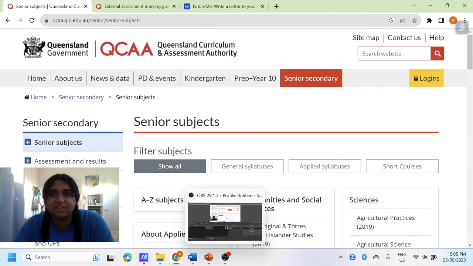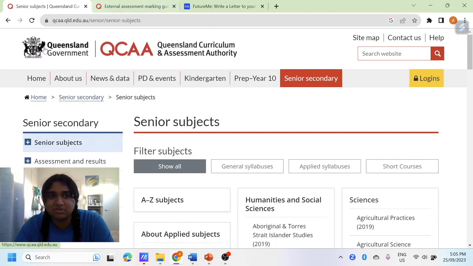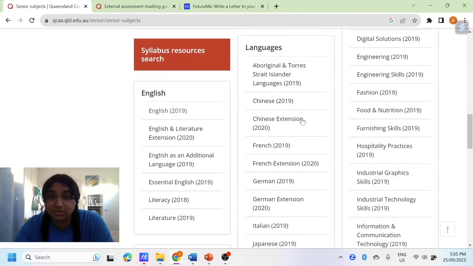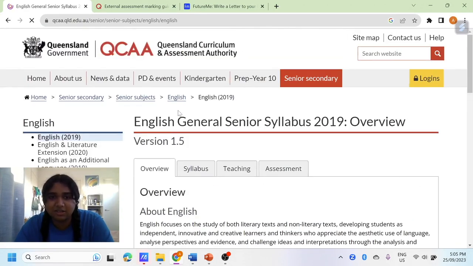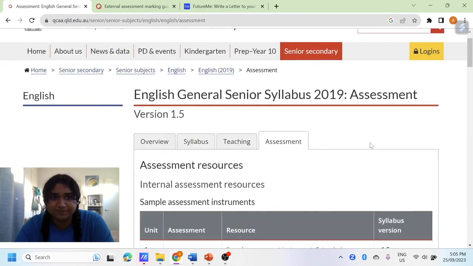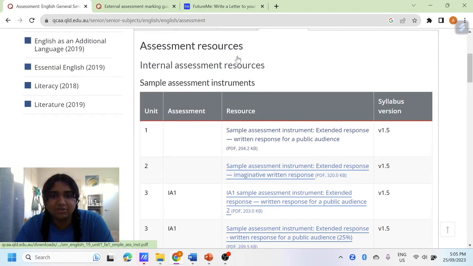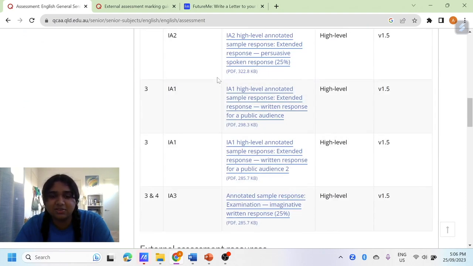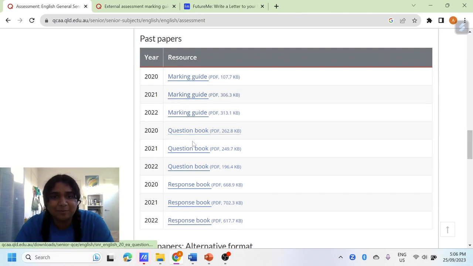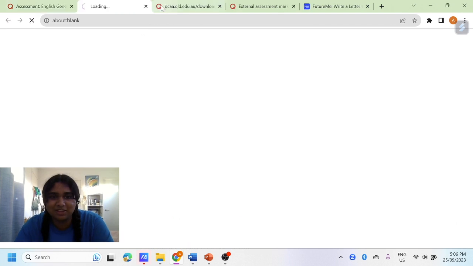Oh yes, if you don't know how to get into these documents that I'm showing you, type up QCAA on the website and then scroll until you've seen your necessary subject. I'm working with English here. Get into the assessment tab, and in that it'll show you all of the resources that I use for sample assessments. If you haven't been using this yet, please do. Let's get up the 2020. Actually, let's do 2021. This is the one that I'm most familiar with, and then marking guide.